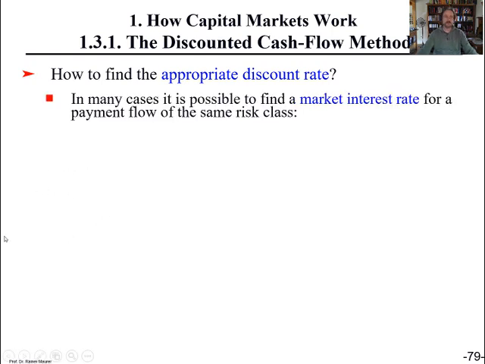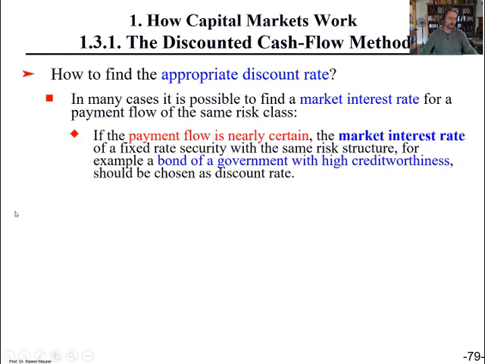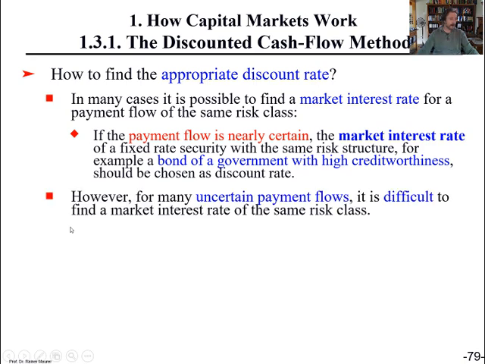In many cases, it is possible to find a market interest rate for a payment flow of the same risk class. If the payment flow is nearly certain, the market interest rate of a fixed rate security with the same risk structure, for example, a bond of a government with high creditworthiness, should be chosen as a discount rate. However, for many uncertain payment flows, it is difficult to find a market interest rate of exactly the same risk class.